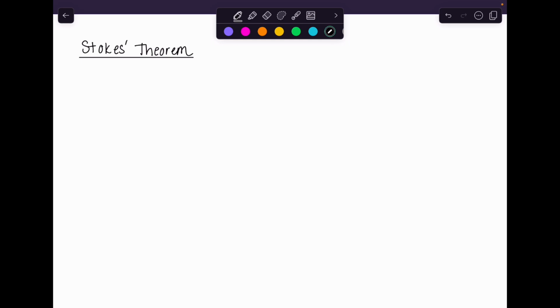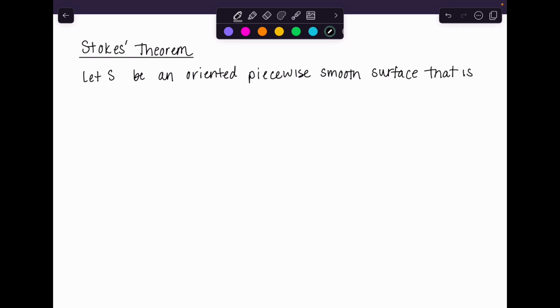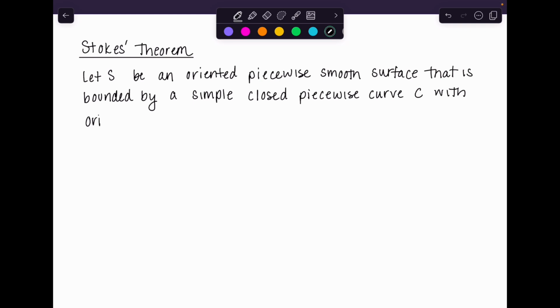So I'm going to start by stating it again, and then I'll try to give you the physical interpretation, or at least the meaning behind it. But Stokes' theorem says, let S be an oriented piecewise smooth surface that is bounded by a simple closed piecewise curve, which we'll call C, with orientation consistent with the surface.